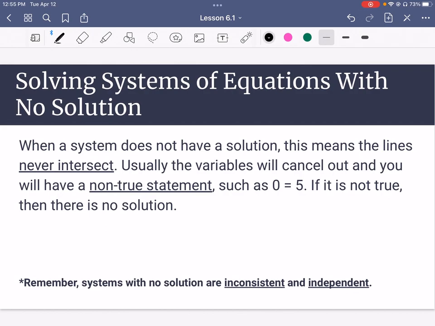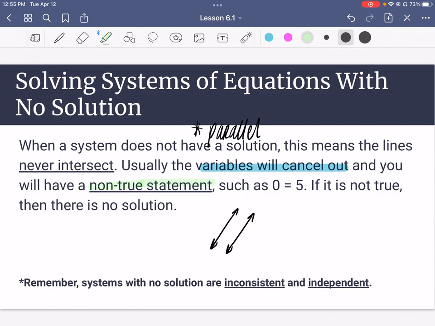Okay, so now let's talk about solving systems of equations with no solution or infinite solutions, because this is where things can get a little bit trickier. When a system does not have a solution, remember, this means the lines never intersect, so they are parallel lines. We saw a graphical example of this. If they have the same slope, it doesn't matter what the y-intercept is, as long as it's not the same y-intercept, they're going to be parallel and never going to intersect.